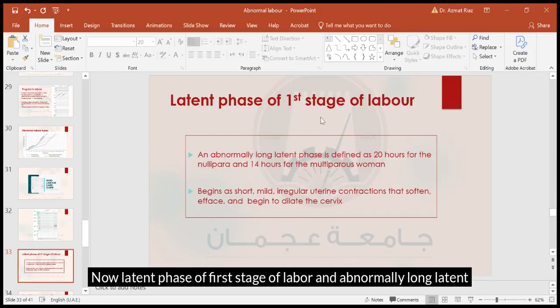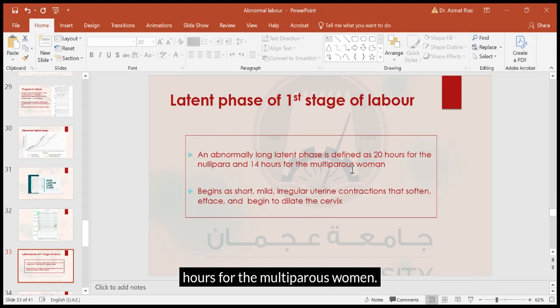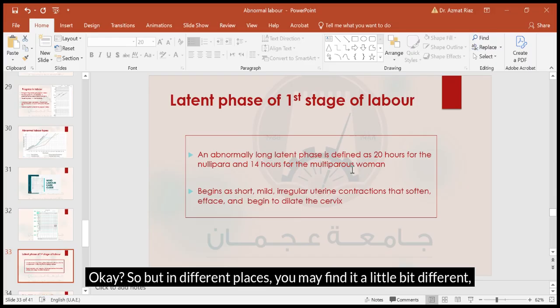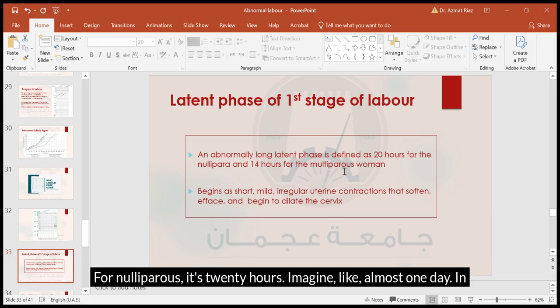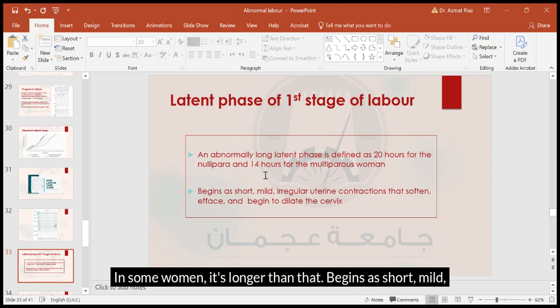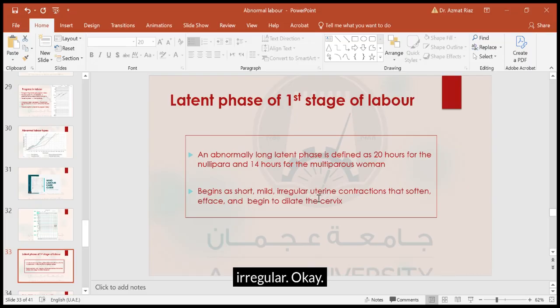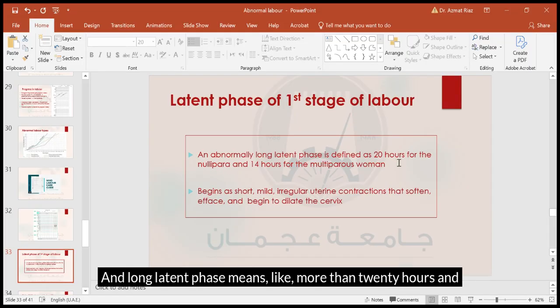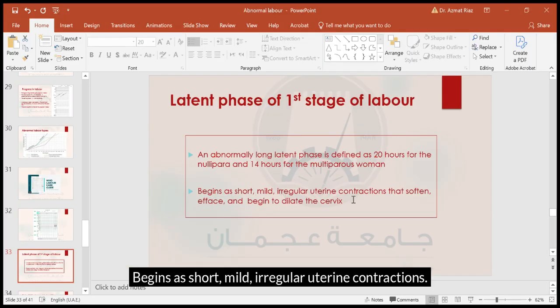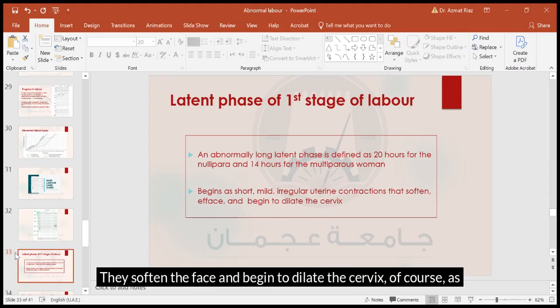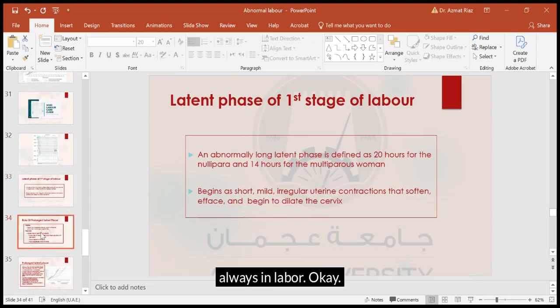Now, latent phase of the first stage of labor. An abnormally long latent phase is defined as 20 hours for nulliparous and 14 hours for multiparous women. In different places you may find it a little bit different, but in general this is what is considered. For nulliparous it's 20 hours, imagine, almost one day, and for multiparous it's 14 hours, and in some women it's longer than that. A long latent phase means more than 20 hours and more than 14 hours. It begins as short, mild, irregular uterine contractions that soften and efface and begin to dilate the cervix, of course, as always in labor.